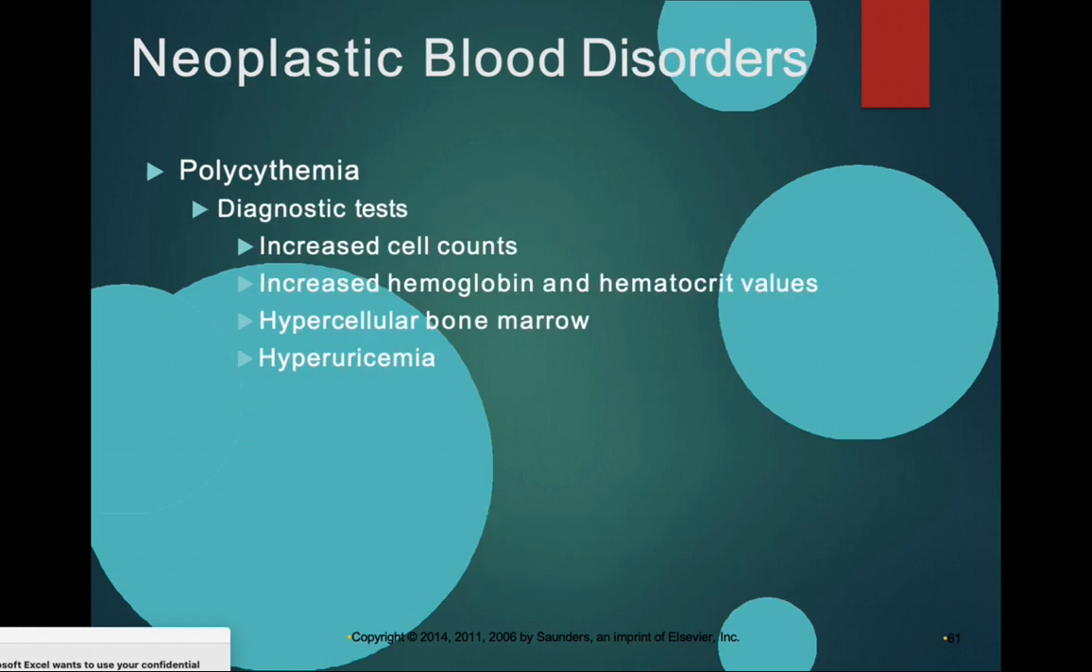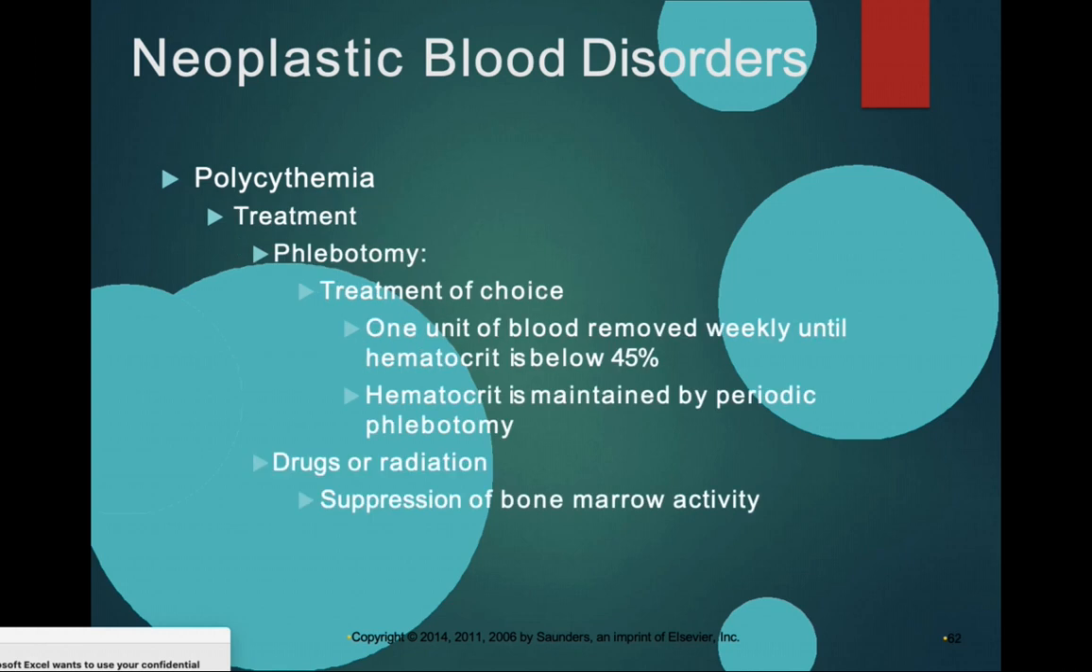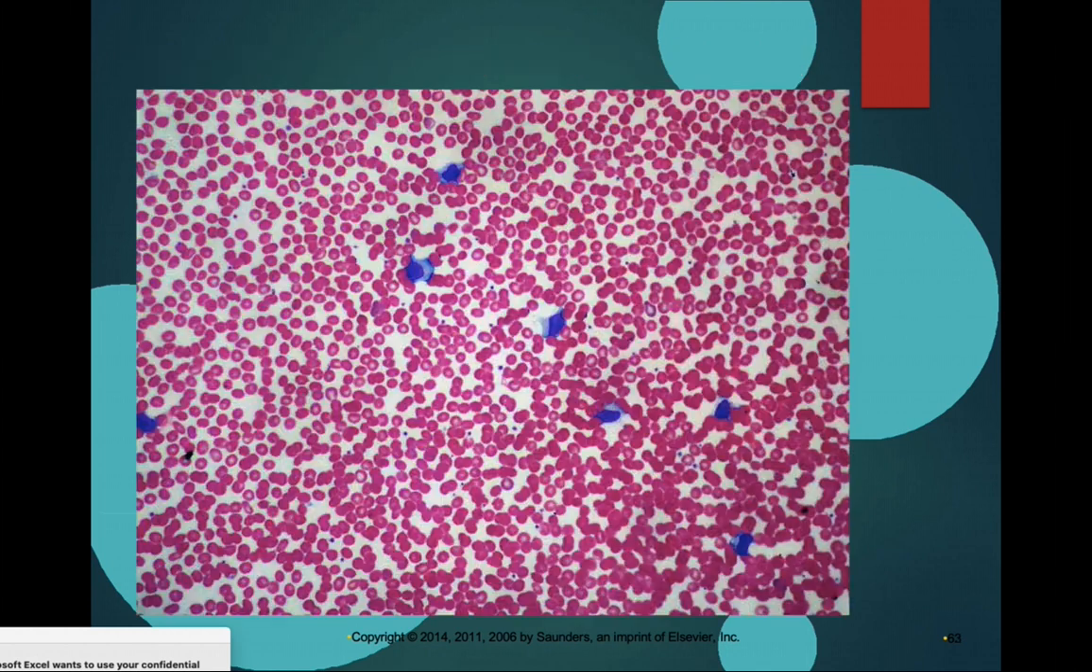In polycythemia, the diagnostic tests show increased cell counts, increased hemoglobin and hematocrit values, hypercellular bone marrow, and hyperuricemia. Treatment is phlebotomy. One unit of blood is removed weekly until the hematocrit drops below 45%, and the hematocrit can be maintained by periodic phlebotomy. Drugs or radiation are designed to suppress the bone marrow activity. This is polycythemia.